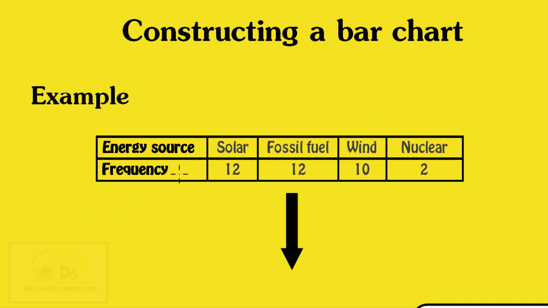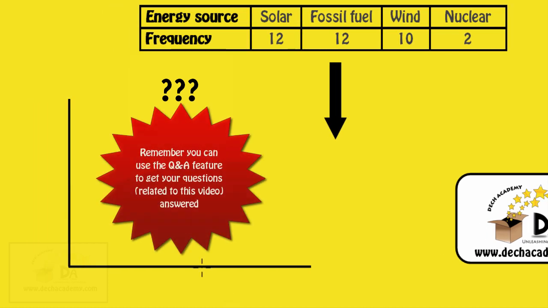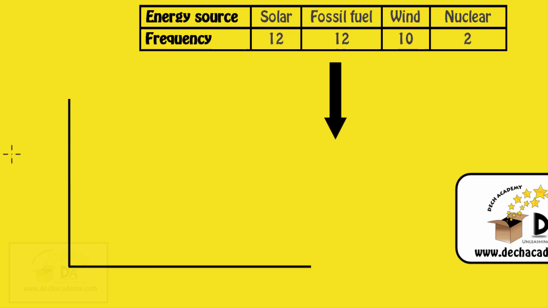So what we want to do is plot a bar chart that represents this information. In this solution, I'm going to construct a conventional bar chart where I use vertical bars. On the vertical axis, I'm going to have frequencies.